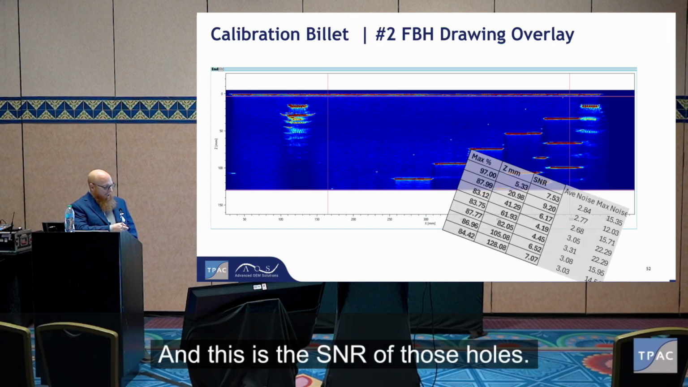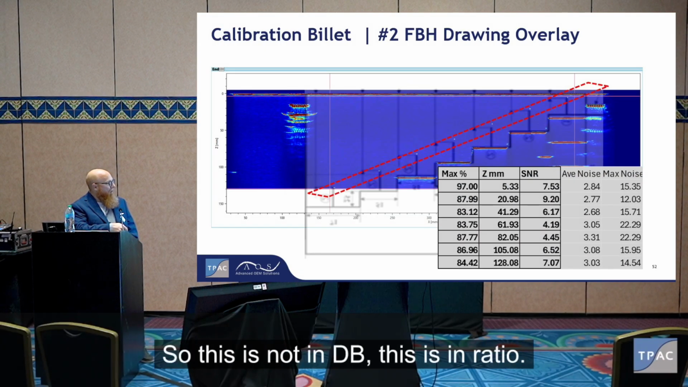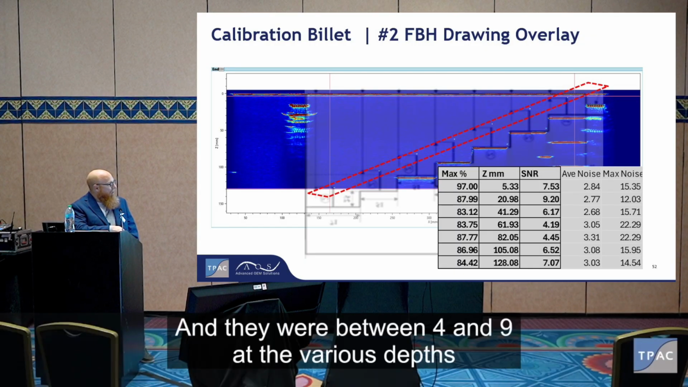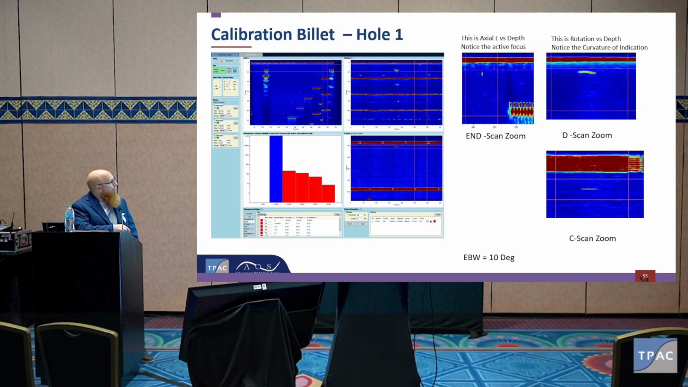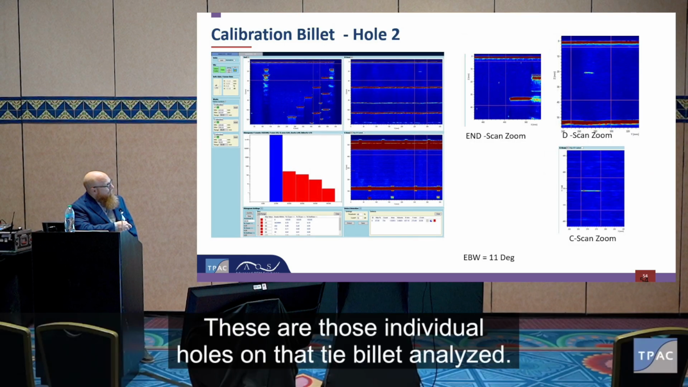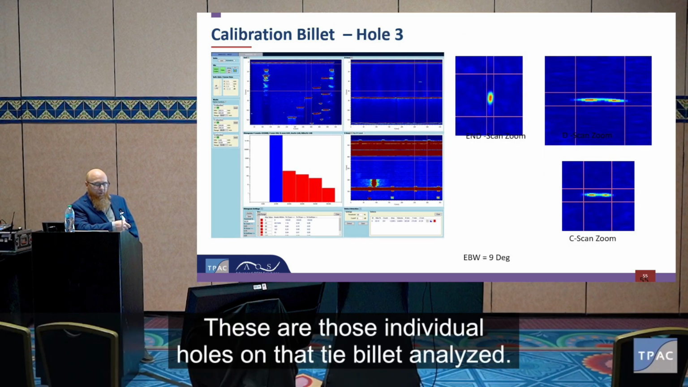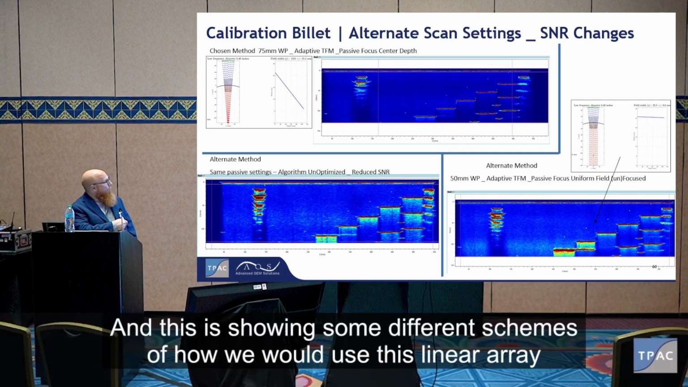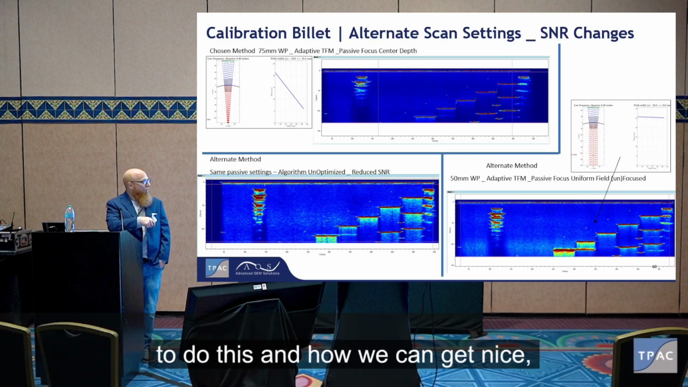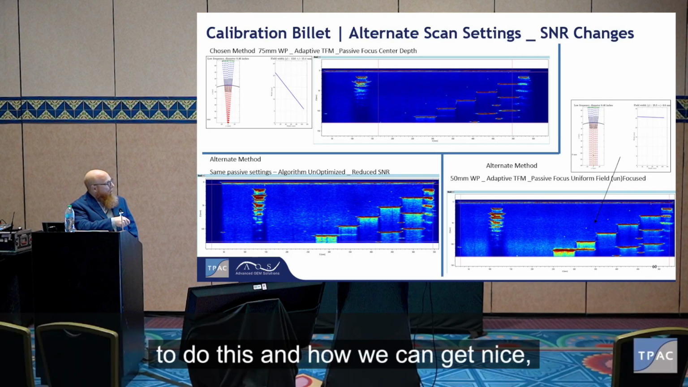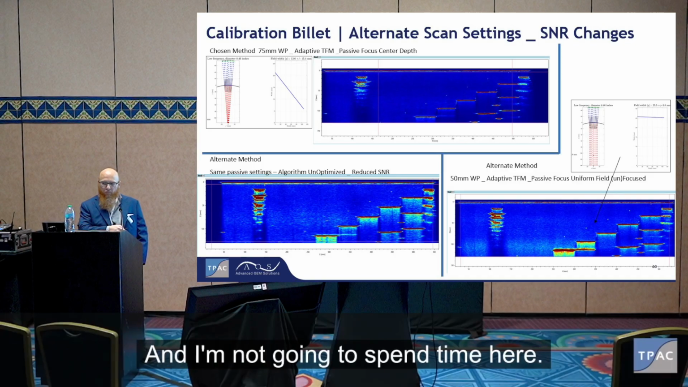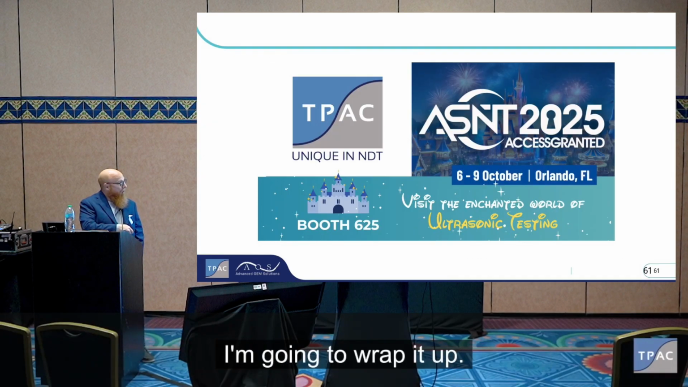And this is the SNR of those holes. This is not in dB, this is in ratio. And they were between 4 and 9 at those various depths in that titanium billet. These are those individual holes on that billet analyzed. And this is showing some different schemes of how we would use this linear array to do this, and how we can get really good SNR, or we can get worse SNR, and I'm not going to spend time here. I'm going to wrap it up.